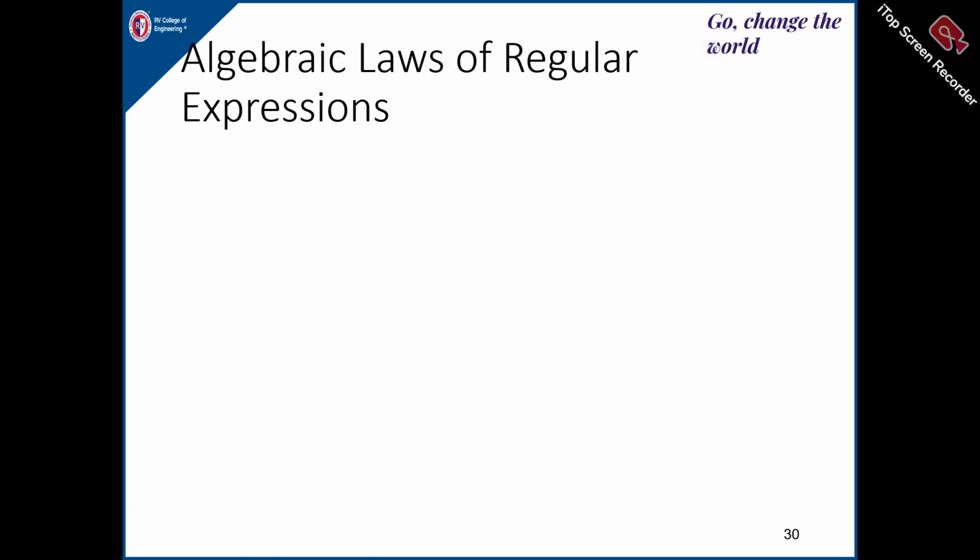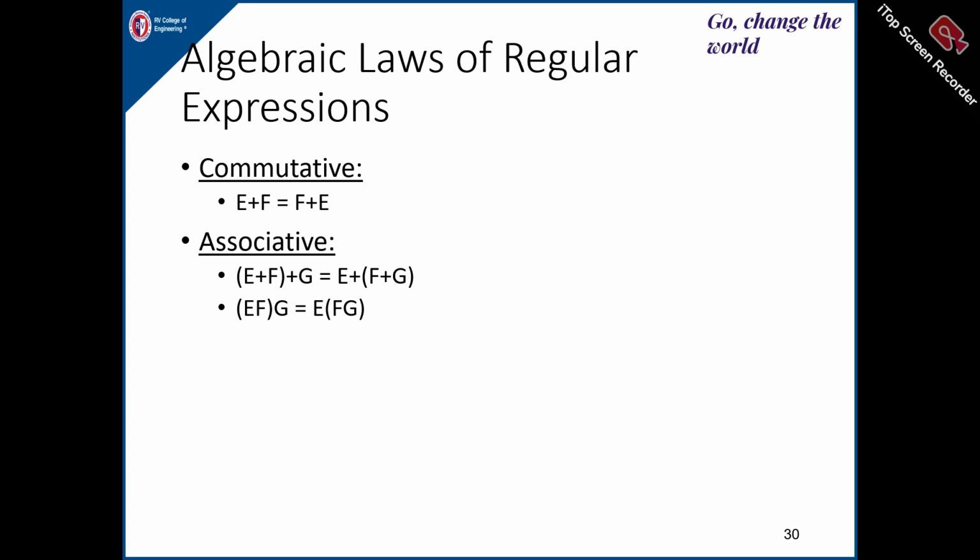Let us see some algebraic laws of regular expressions. The first one is the commutative law: E+F is equal to F+E. Suppose you have regular expressions E and F, then the union, E+F or F+E, will give the same set of strings as well as the same language.